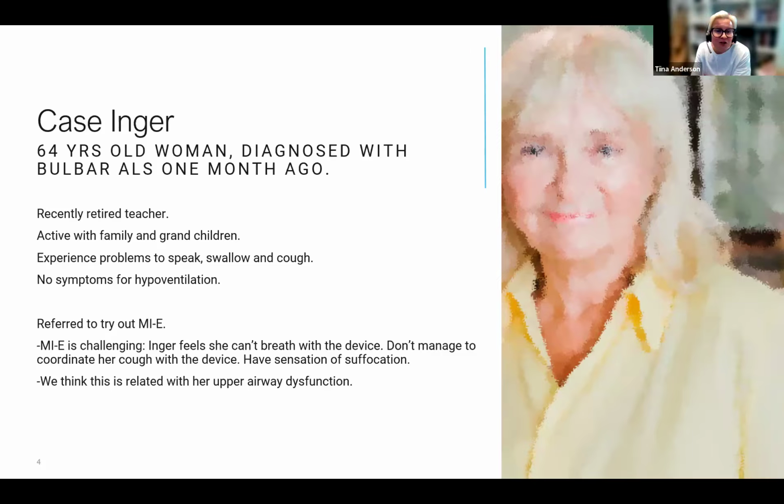She is referred to us to try out mechanical insufflation-exsufflation, but it is challenging when we perform a clinical trial. She feels that she can't breathe with the device. She doesn't manage to coordinate her cough with the device. Her cough is not a sharp cough, but more like a long drawl, and she has a sensation of suffocation. We think this is related to her upper airway dysfunction.